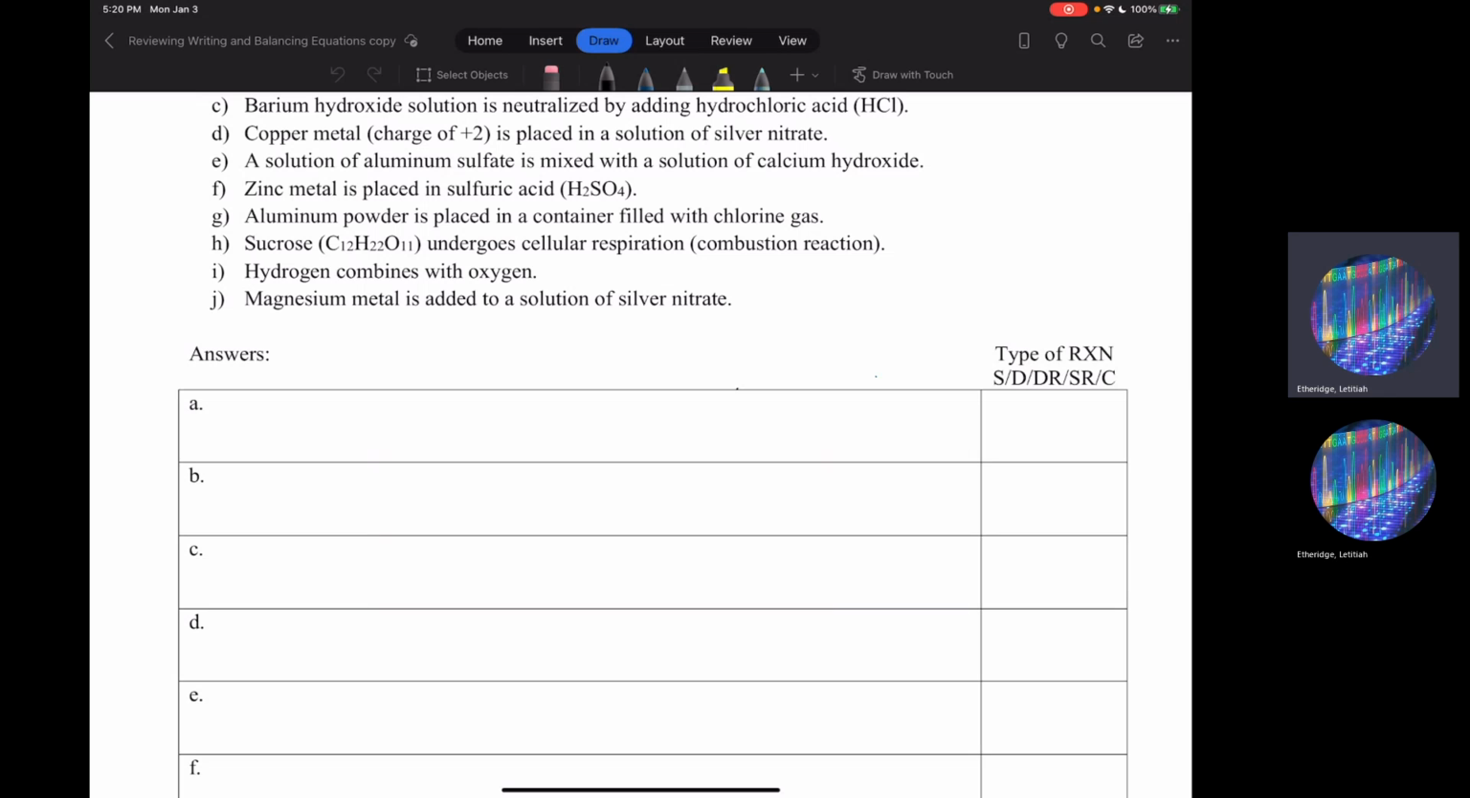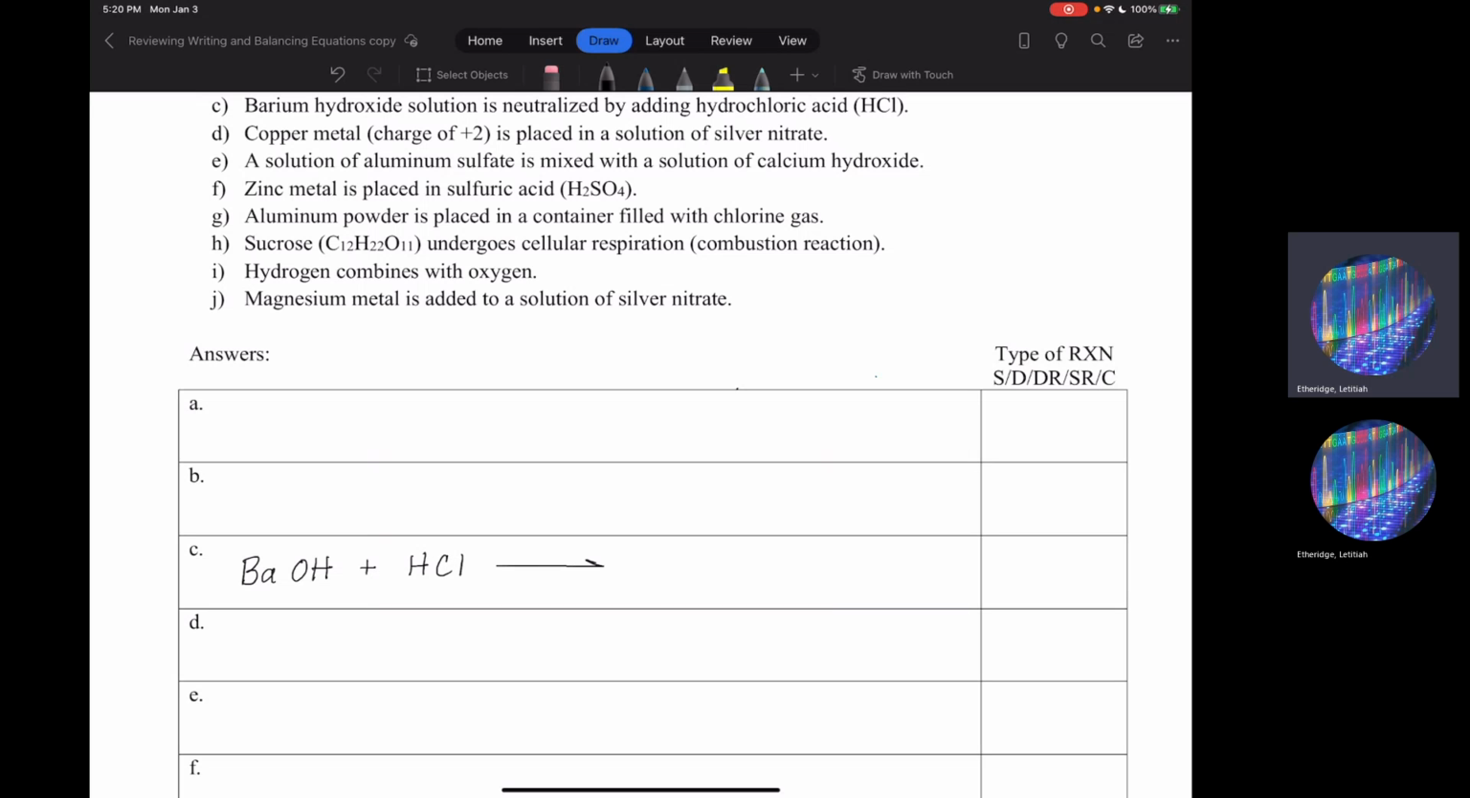We have barium hydroxide, so this is C. Make sure I write it in the right place. I have Ba, which is barium. Hydroxide is a polyatomic ion, so you guys should realize that that is OH. And we are adding to it hydrochloric acid. They give you the formula, so that is HCl.